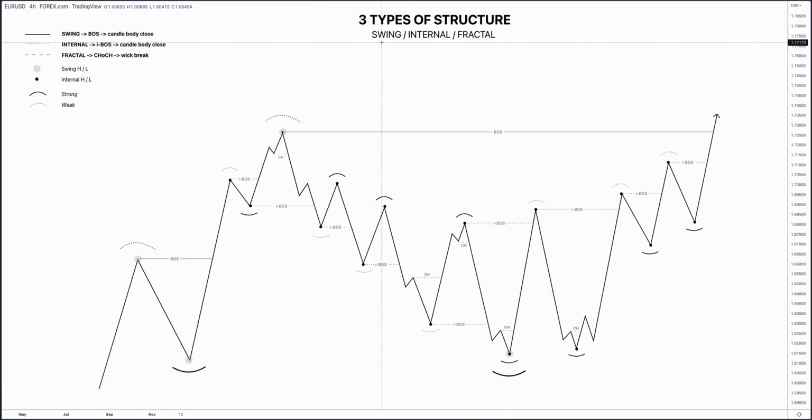But what I will say is these are in the order of importance. So swing structure is the strongest, it's the most important, it always will be the most powerful. Then your internal structure will be the next layer, right? And that's going to overpower fractal, which is obviously going to be the weakest, okay?